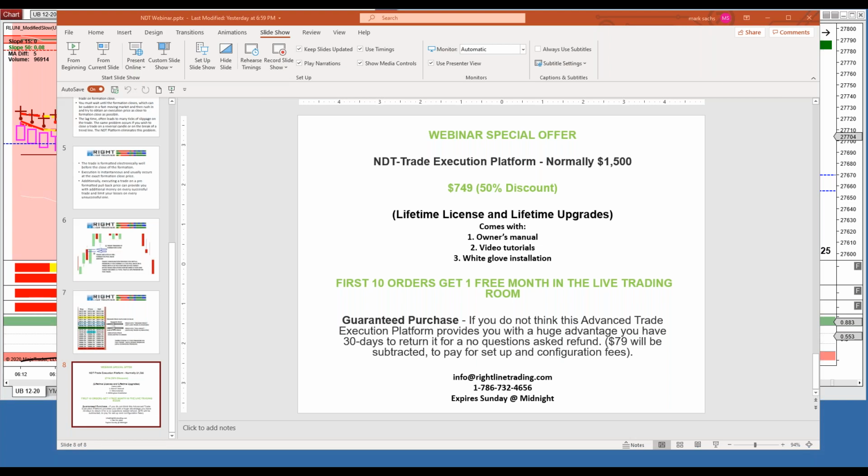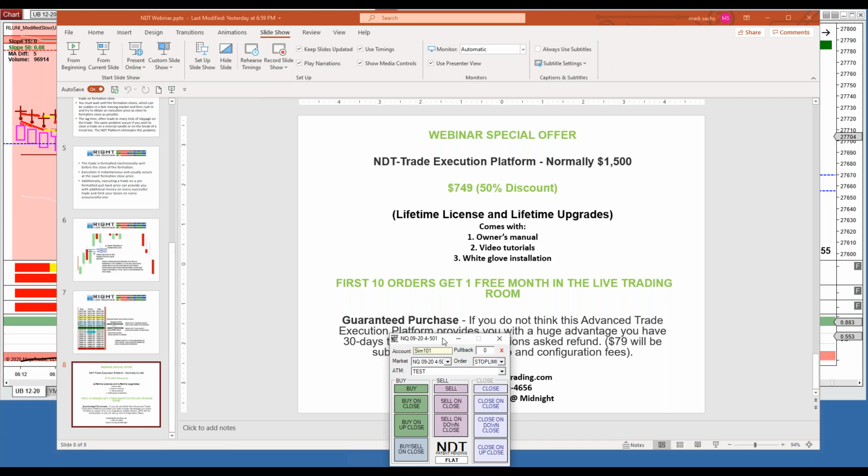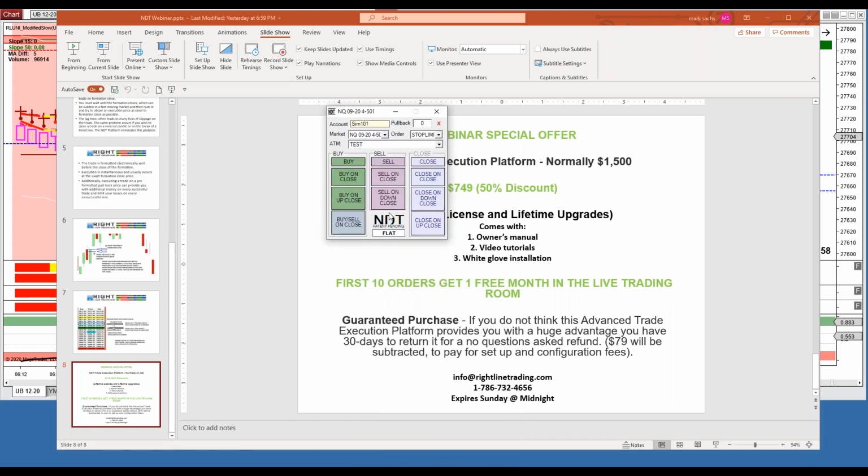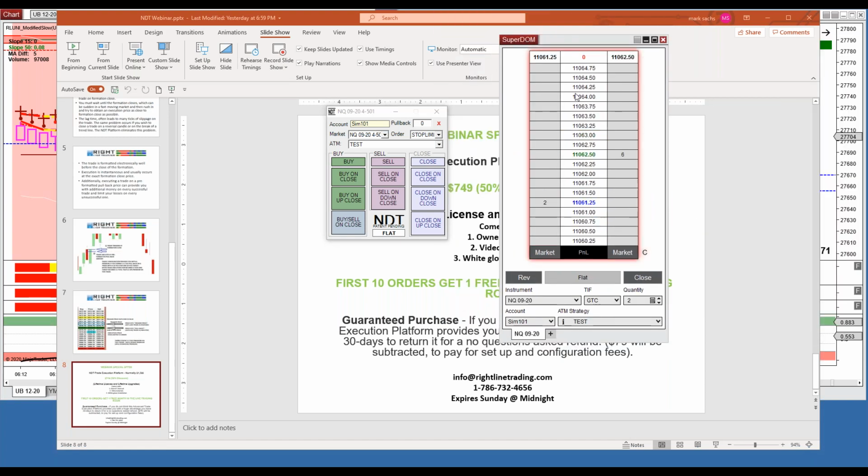What is the dome you're talking about? Well, remember, you've got the NDT, which in a sense is a trading dome. It's all you need to execute every trade you take. And then there's the dome that comes with the NinjaTrader platform. Now it's called the Super Dome. These are equivalent.